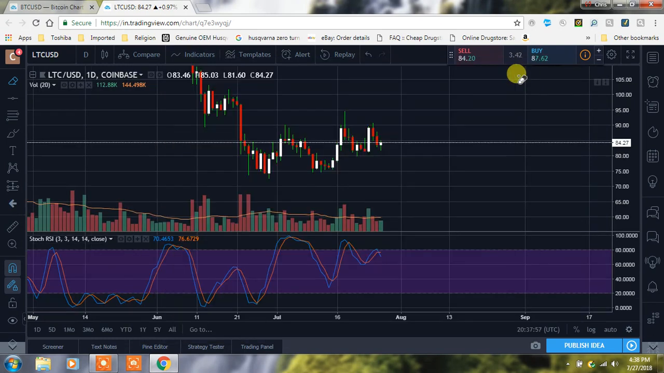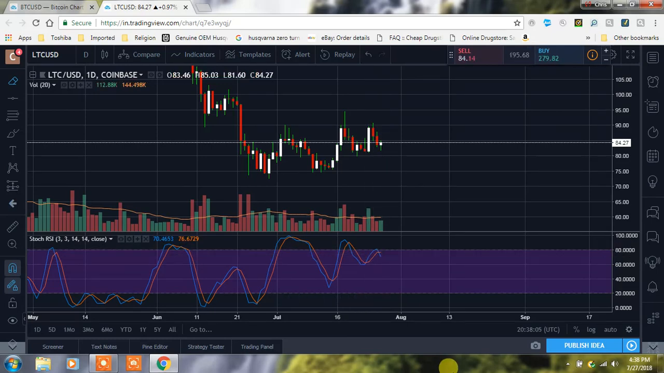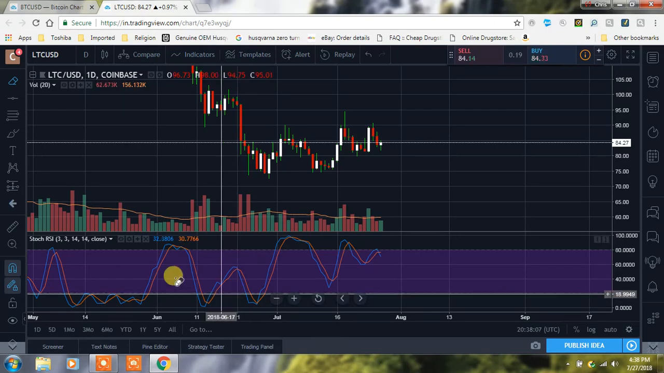Let's see our stock RSI. So our stock RSI here, guys, it's pointing down right now. You see how it crossed over that signal line. So we got to keep an eye on that, and that's at 70 and 76 right there.